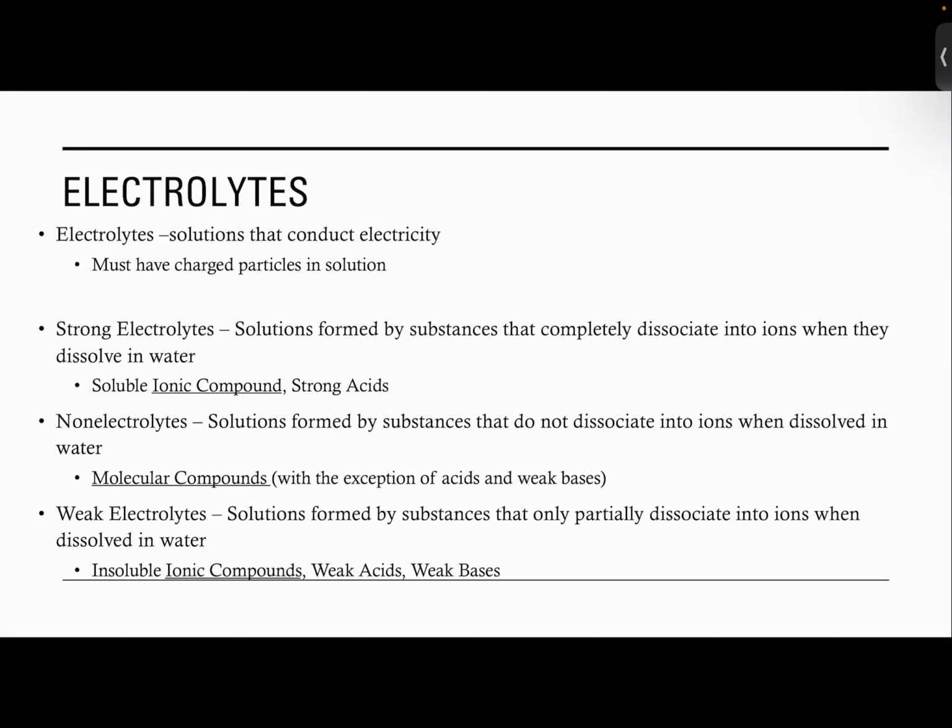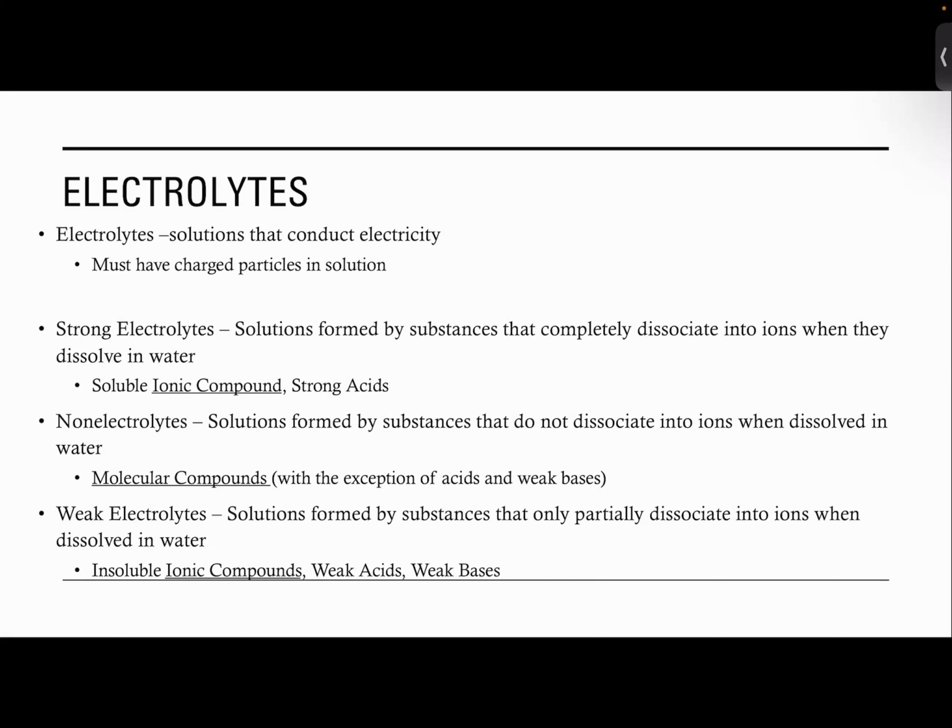These substances are soluble ionic compounds and strong acids. If you add a soluble ionic compound to water, it's going to dissociate entirely into its ions, and therefore it will conduct electricity because you'll have free-floating ions. If you add a strong acid to water, it's going to dissociate entirely into its ions, and therefore you will have free-floating ions and it'll conduct electricity.